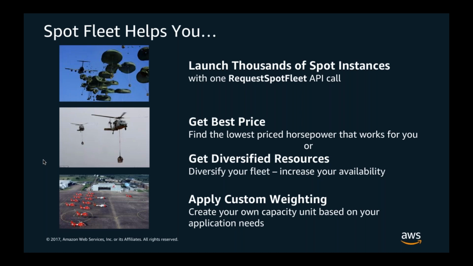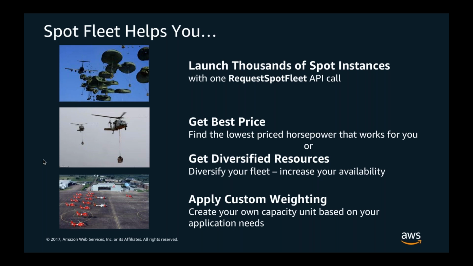EC2 Spot Fleet is a tool that helps you launch thousands of spot instances with a single API call. And I say thousands, it could also be one, right? So it's a tool that allows you to spin up your spot resources from a single API call. It has a lot of different functionality built into it. One of the great tools that it has built into it is a couple of different allocation methods, right? One allocation method is get the best price, right?